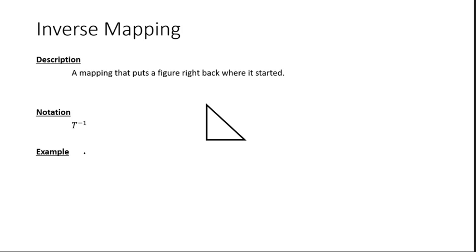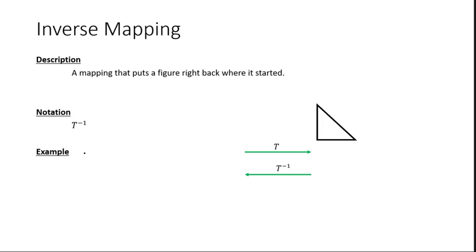So for example, if you had this picture here, this triangle, and you were to move it over here, that would be a translation. Okay, the inverse of that would be moving it back this way. So back to where it started, that would be an inverse transformation. So that's indicated with the T and the little -1 above that.